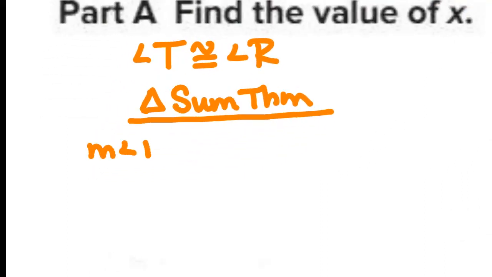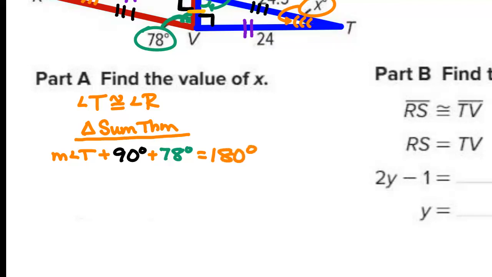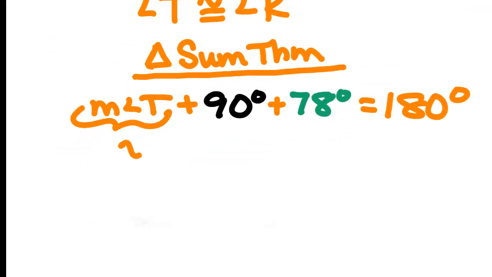So the measurement of angle T plus, what are the other angles in this blue triangle where angle T is? How big are the other angles? 90 and 78. So angle T plus 90 plus 78 degrees is equal to 180. And the measurement of angle T, that's where X is. So X degrees plus 90 degrees plus 78 degrees equals 180.